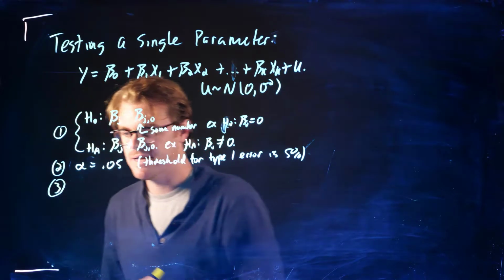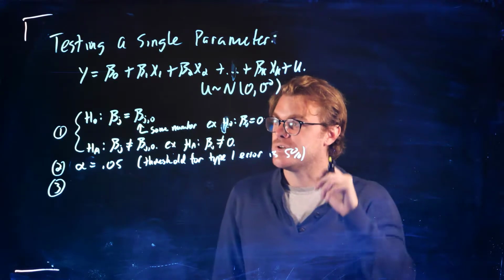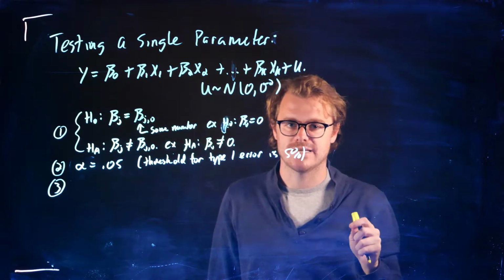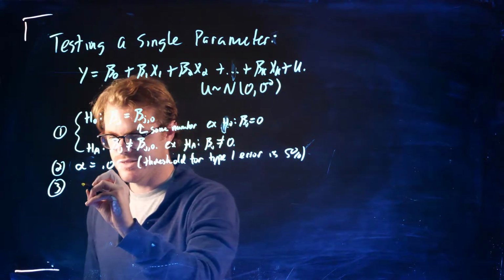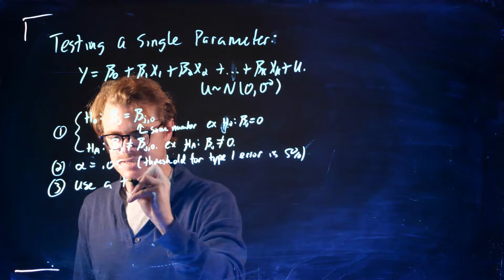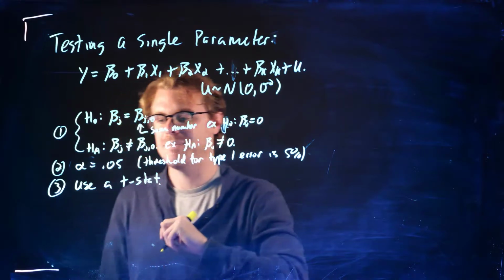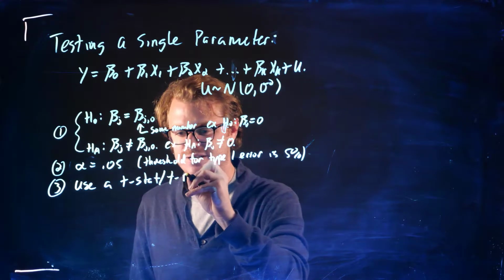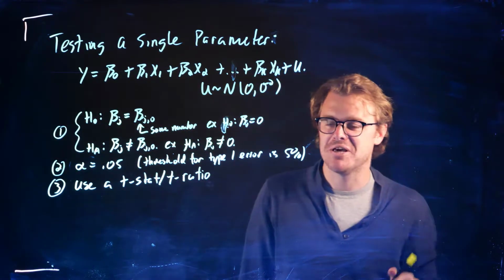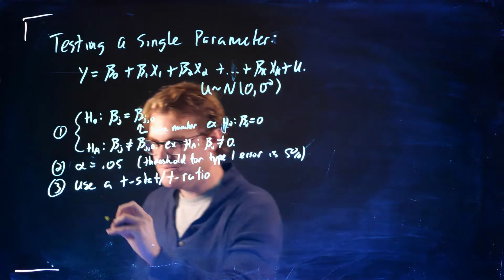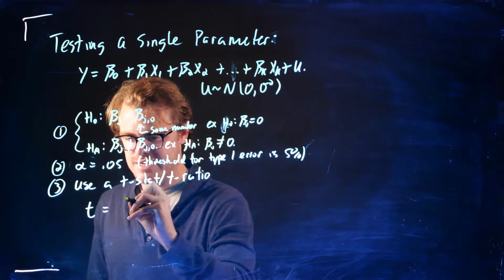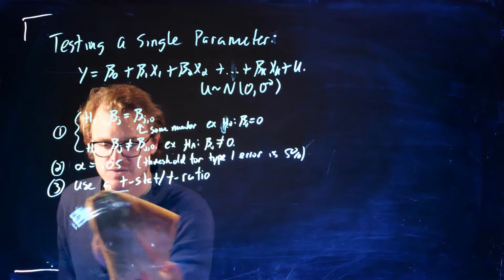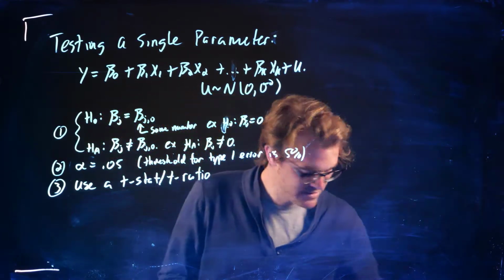The third step is going to be to calculate our test statistic. And so to test a single parameter, we're going to use a t statistic. Now, t-stat is t-statistic, or a t-ratio. Maybe I'll say a t-ratio, so we're not using the same language over and over again. And so this t-ratio is going to be calculated this way. A lot of times you'll just put t in there.